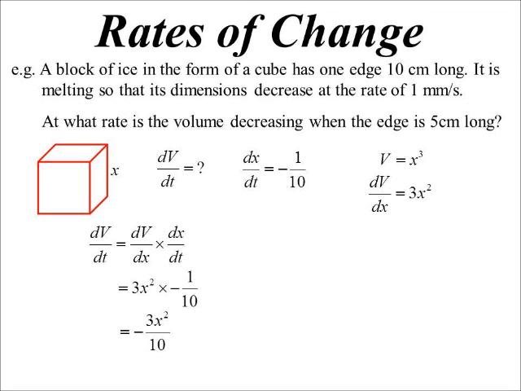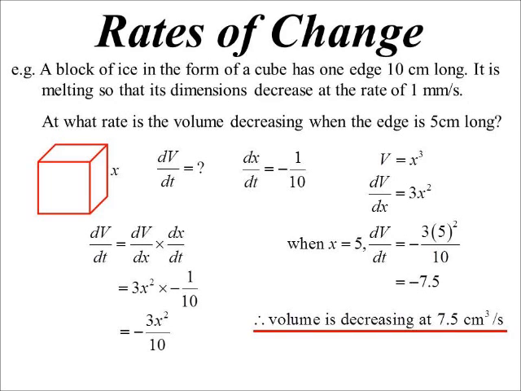All I need to know for this formula is the length of the cube. We want when it's 5 centimetres long. So when x equals 5, subbing it in, we get minus 7.5. And then I'll just answer the question. Therefore the volume's decreasing at a rate, and the rate would be, well, it's volume with respect to time, so centimetres cubed per second.